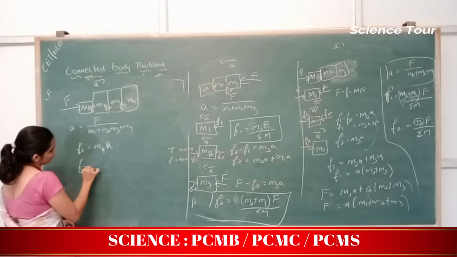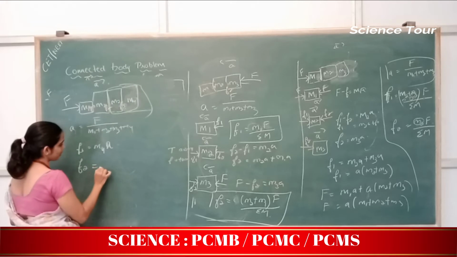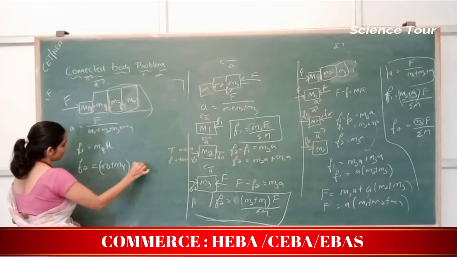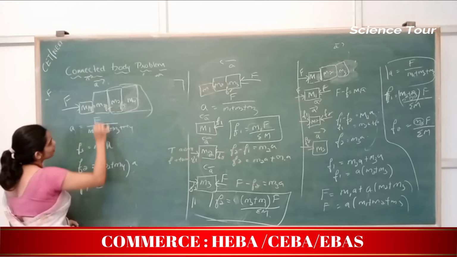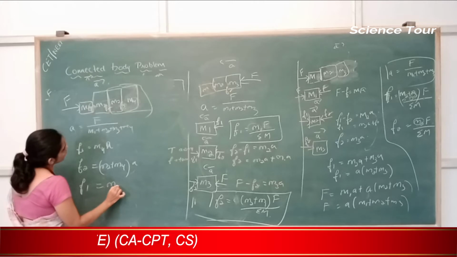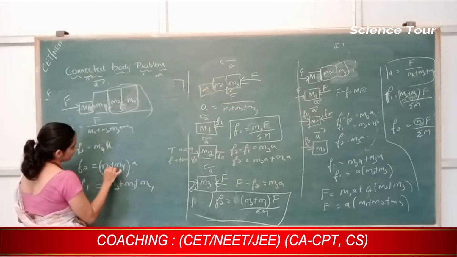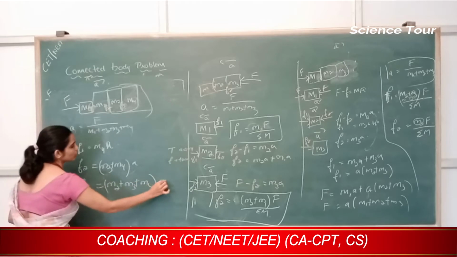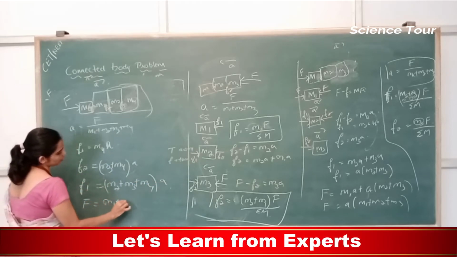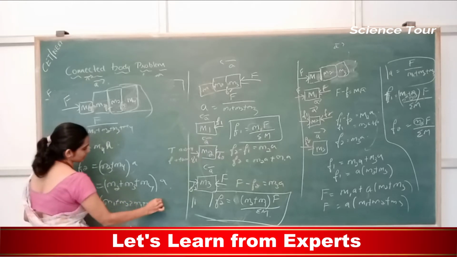What is F2 equal to? F2 is equal to, which are the two other masses behind it? M3 plus M4 times of acceleration. F1 is equal to, which are the masses behind that? M2 plus M3 plus M4, students, into acceleration. F is equal to M1 plus M2 plus M3 plus M4 times acceleration.